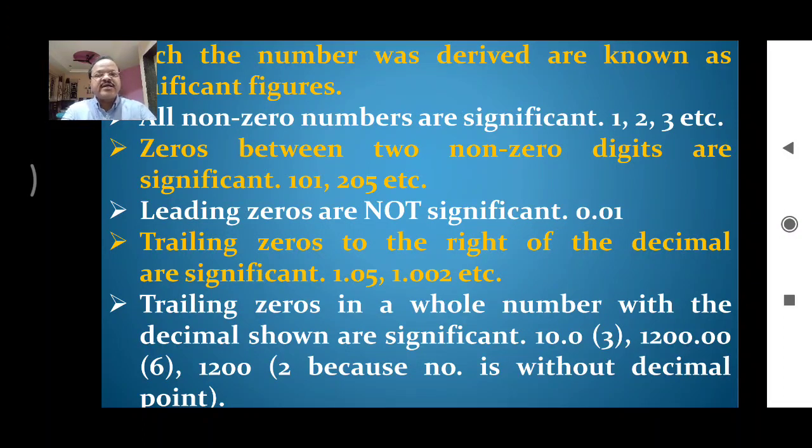The last case, trailing zeros in a whole number with the decimal point shown are significant. For example, 10.0. The significant figures in this are three: 1, 0, and the 0 which is after the decimal point. This is also significant. So the significant figures are three here.